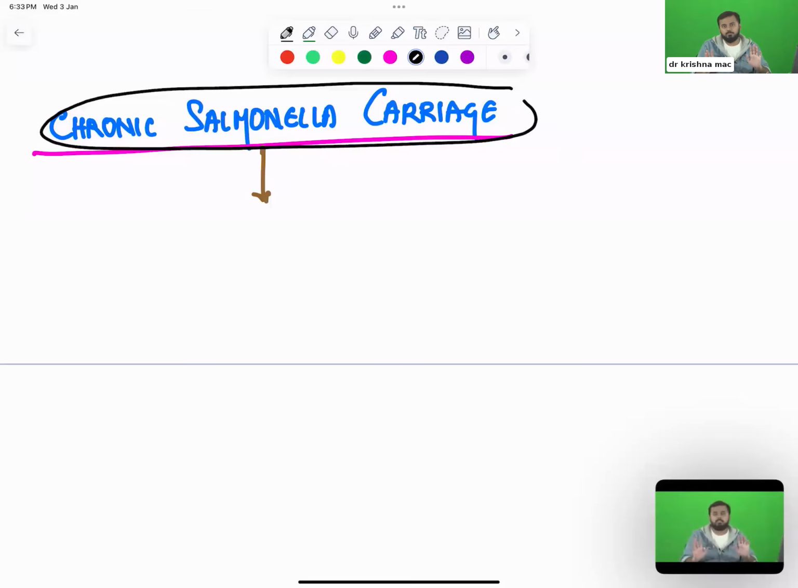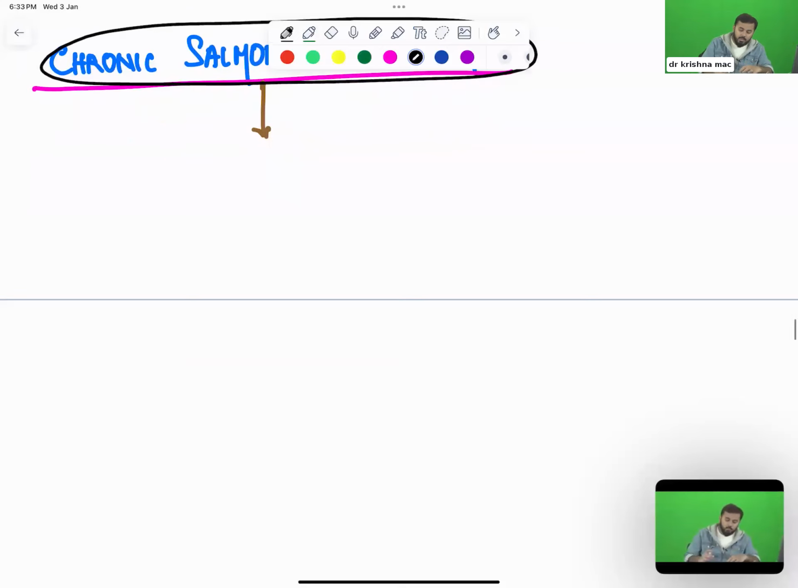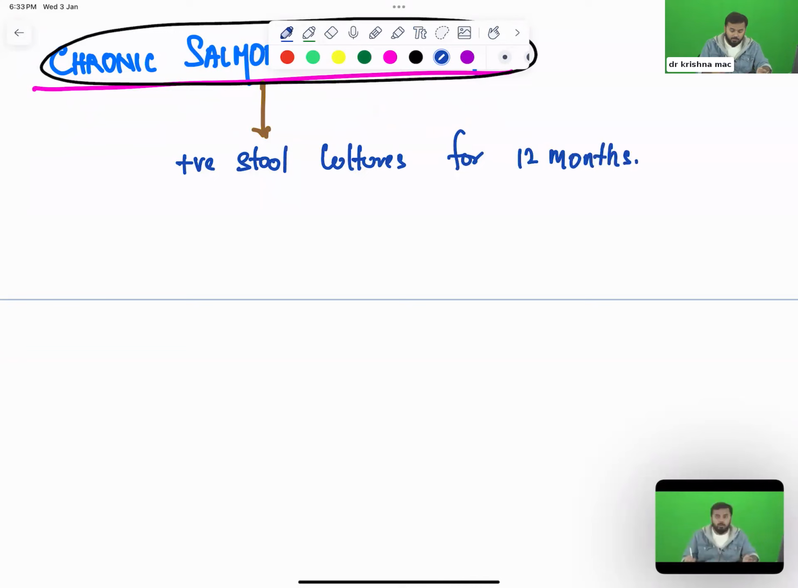But do you have symptoms? No, I don't have any symptoms. Then what is happening with you? What is happening with me is that I am carrying this salmonella for a longer time. That is the reason I am called a chronic salmonella carriage. Now, in this chronic salmonella carriage, what did I tell you? There will be positive stool cultures for about 12 months.